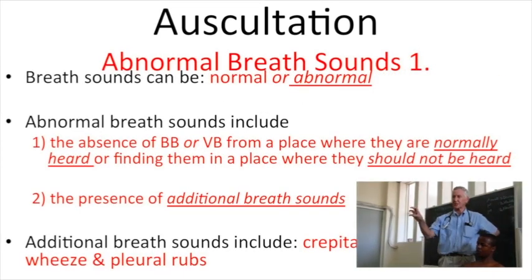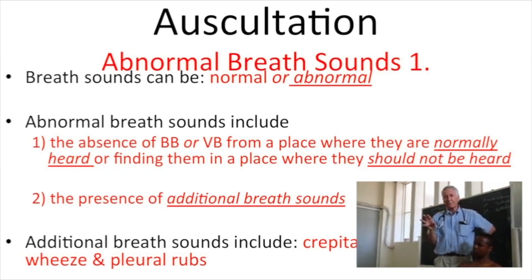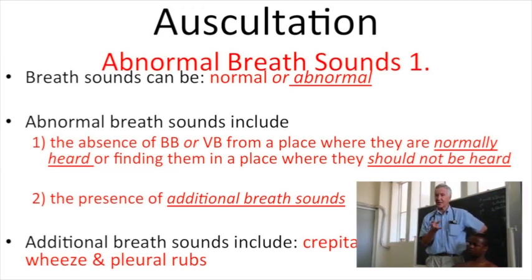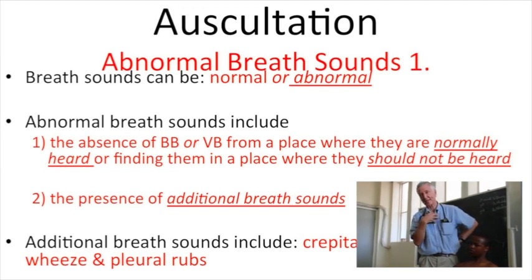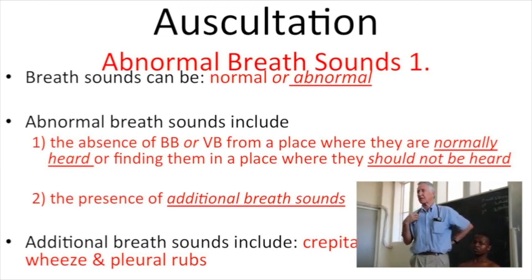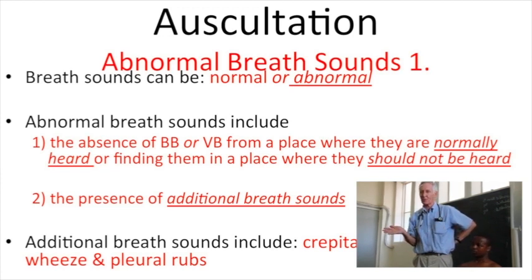Therefore, if you hear either bronchial breathing or vesicular breathing in a place where it shouldn't be, that is abnormal. In the same way, if they are not present in a place where they should be, that is abnormal. That's the first statement about abnormal breath sounds. The second statement is additional breath sounds. If you hear a sound that is additional to those two, then it is abnormal.